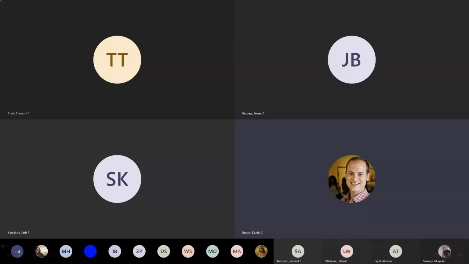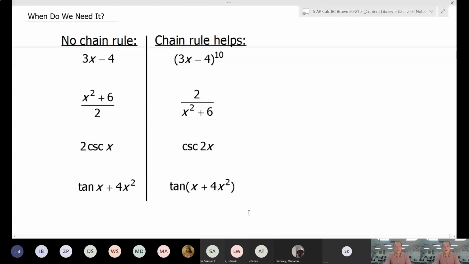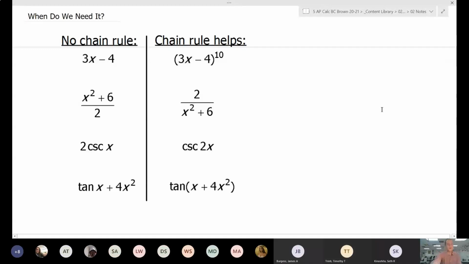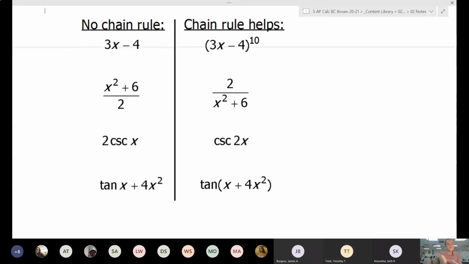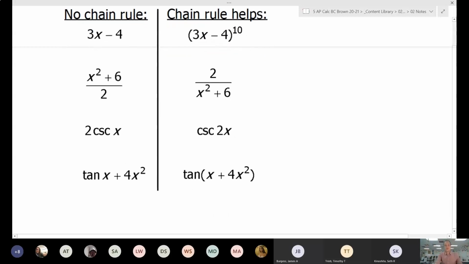That it's a pretty important rule that shows up a lot. And so to start off, this is shared in your OneNote. I'm not really going to write anything on this slide, but these are 4, I guess really 8 functions that show you ones where we would not use a chain rule, and then some where either the chain rule can help us or they're really just impossible to do without the chain rule.